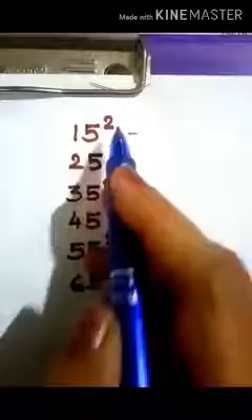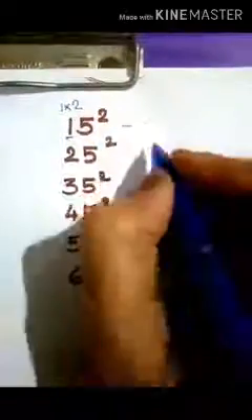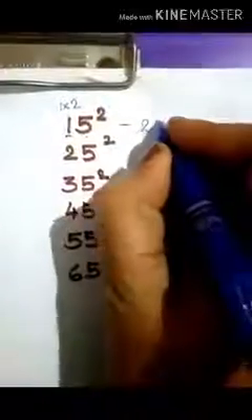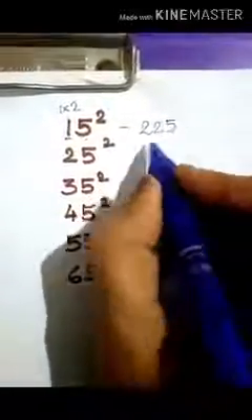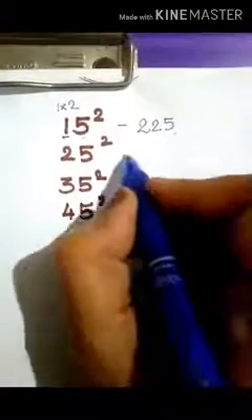The number which is at tens place, you have to multiply with the next number. What comes after 1? 2. So 1 you will multiply with 2. 1 2s are 2. Write it here. And 5 5s are 25. Put these numbers together, that is the square.